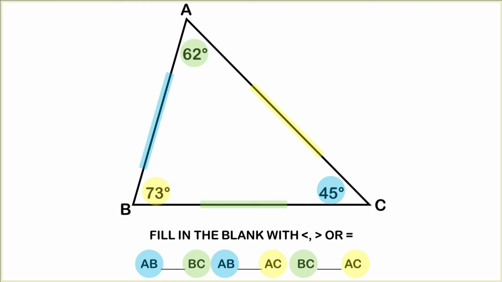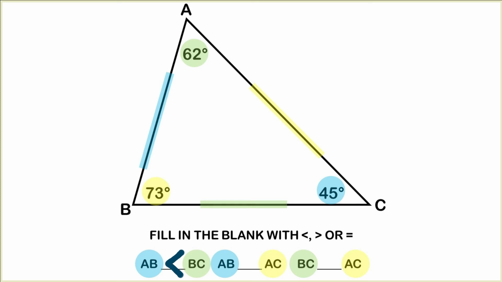Well, opposite the blue side is a 45-degree angle, and opposite the green side is a 62-degree angle. So since 62 degrees is larger than 45 degrees, we know that the green side will be longer than the blue side. So the inequality sign should look like that.